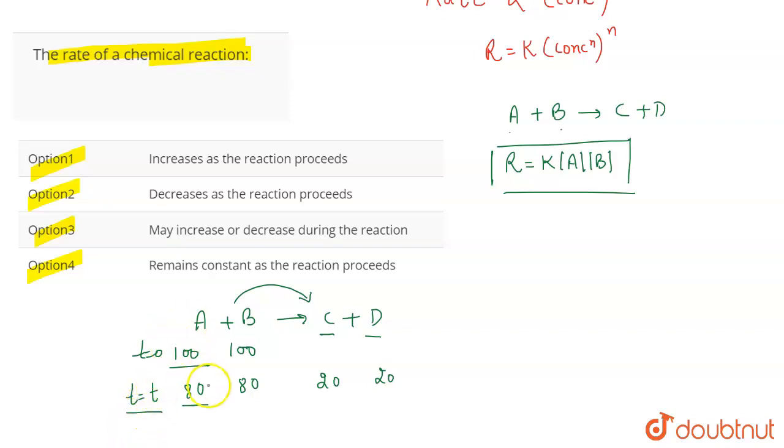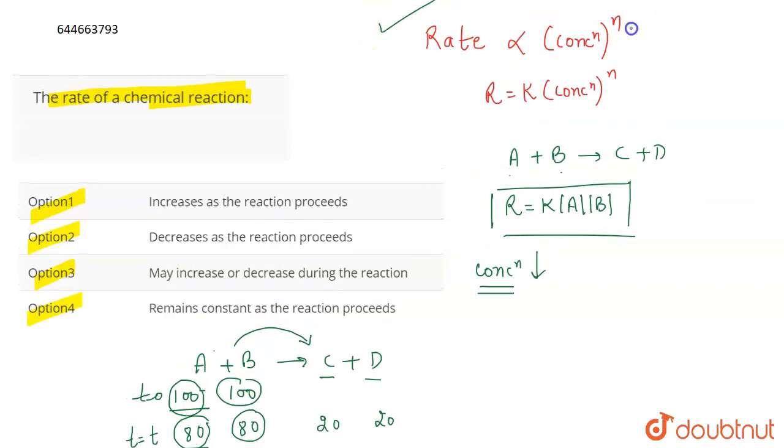So what is going to happen here? As you can see, initially the concentration of A and B were 100, but now the concentration of A and B have become 80 because 20 molar of them have already reacted and converted to products. It means that as the reaction proceeds, as the reactants are getting converted to products, the concentration of the reactants is decreasing. And as we initially discussed, rate is directly proportional to the concentration. It means that the rate of the reaction is going to decrease, because rate is directly proportional to the concentrations of A and B.